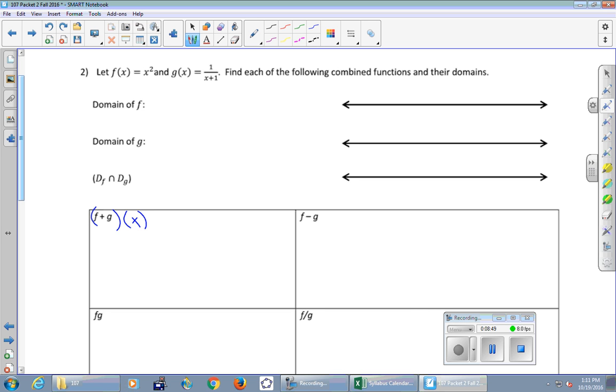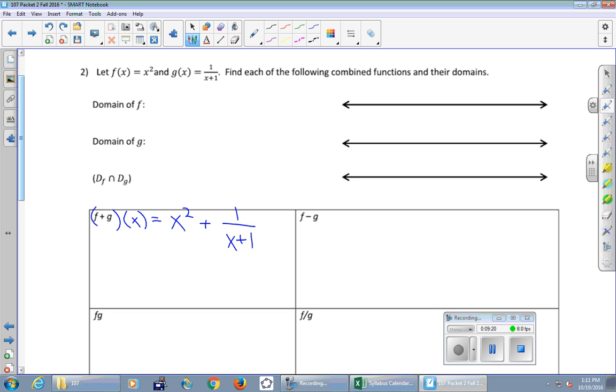(f plus g)(x), looks like times, but it's function notation, it's "of", equals, and according to the definition, we just add the two functions separately. x squared plus 1 over x plus 1. That's it. You could combine them, right? We could make a single fraction with a common denominator. That's not what I'm about for this example. I just wanted to see, okay, we add two functions, no problem.